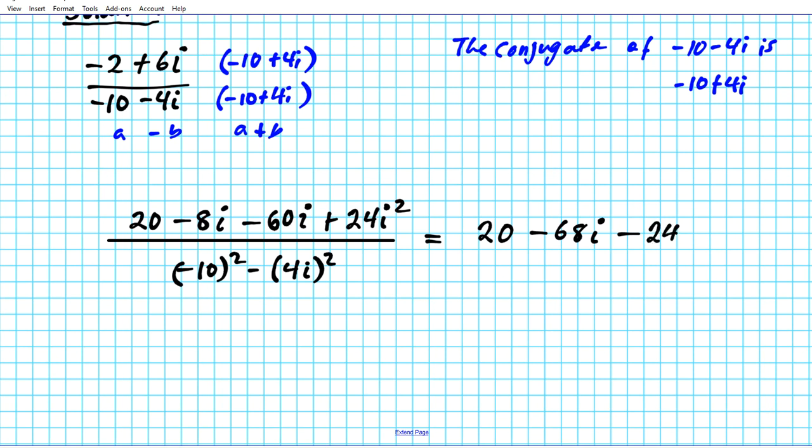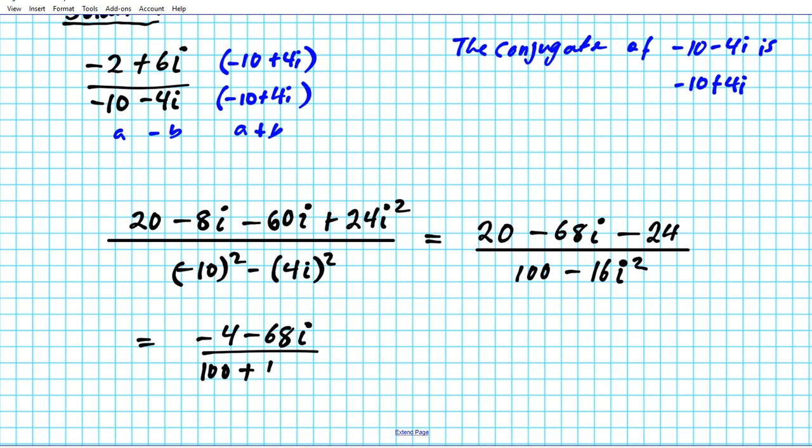That divided by 10 squared, which is negative 10 squared, which is 100, minus 16i squared. Simplify that further. We have 20 minus 24 is negative 4 minus 68i divided by 100. Now i squared has to be reduced. It becomes minus 1, which changes this minus to a plus, plus 16. So we have negative 4 minus 68i divided by 116.